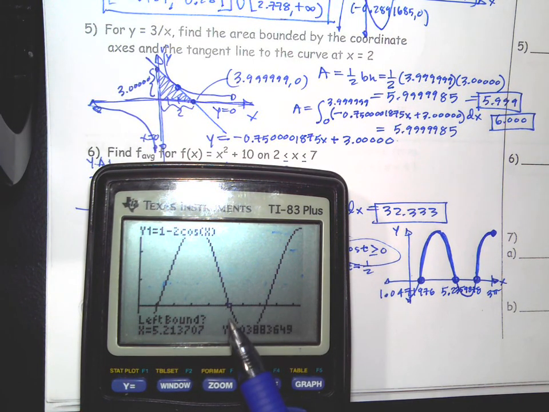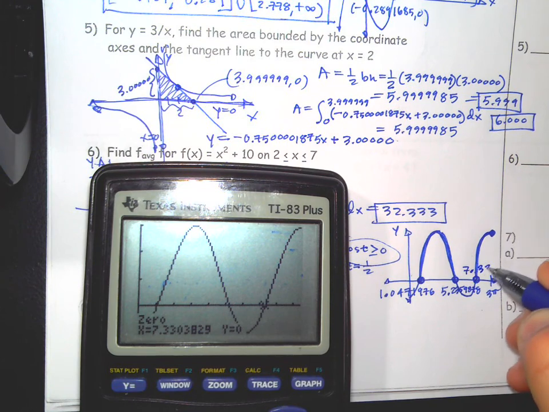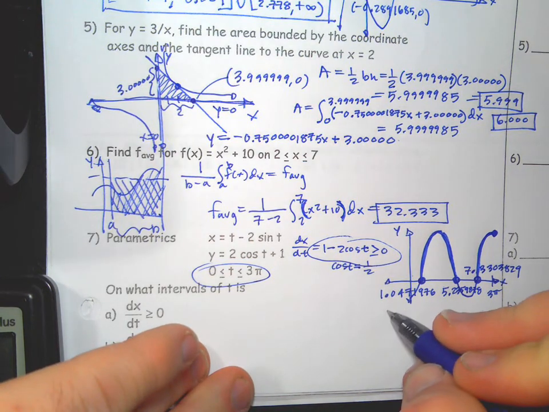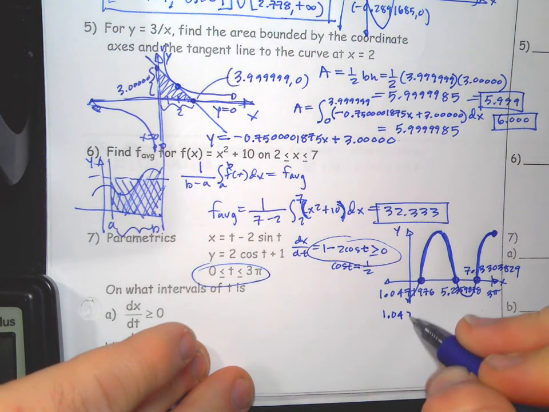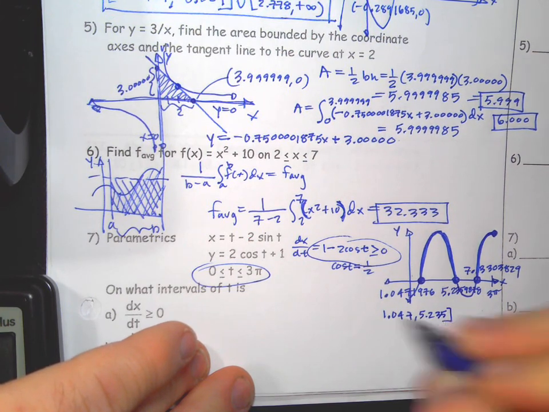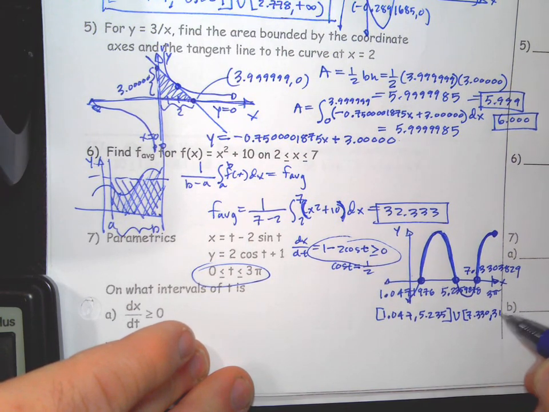5.2359878. Second calc, zero. 1, 2, 3, 4, 5, 6, 7, like 7.5. So 7 to 8, guess 7.5. 7.3303829. So your answer, in interval notation, would be bracket 1.047, comma 5.235, bracket, union, bracket 7.330, comma 3 pi, bracket.